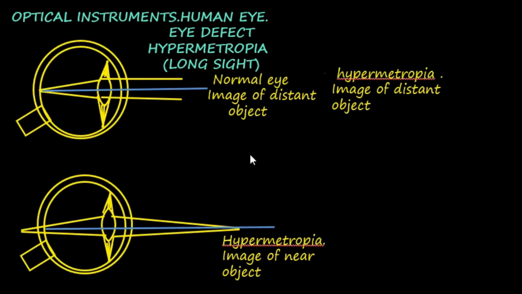Let us see hypermetropia in detail. I have shown two diagrammatic representations here. The first one is a normal eye where distant objects get automatically focused on the retina. In the normal eye, near objects also will be focused on the retina, provided the object is beyond the least distance of distinct vision.